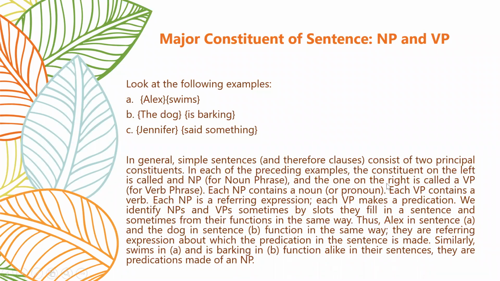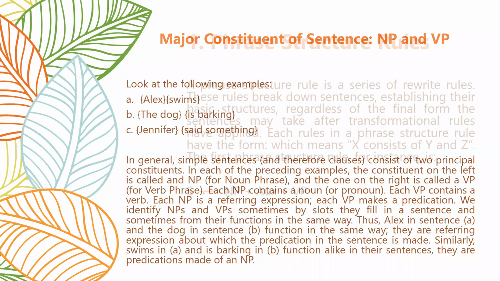Thank you. All right. So Jennifer said something that is also talked about. Jennifer, you can see Jennifer is a subject. So she is the reference. And what is it? Said something. So that is the predicate. So said something, that is a predicate. It has been predicted about Jennifer that she said something.